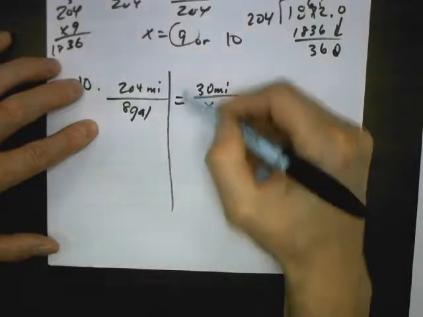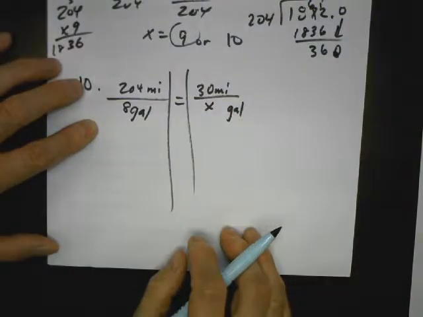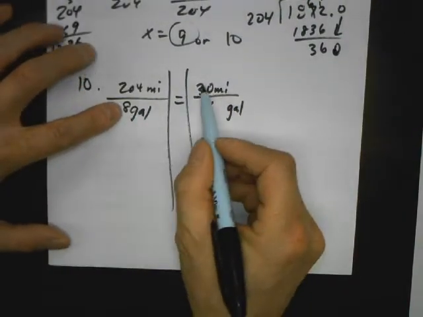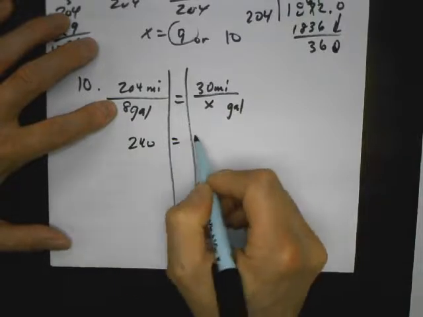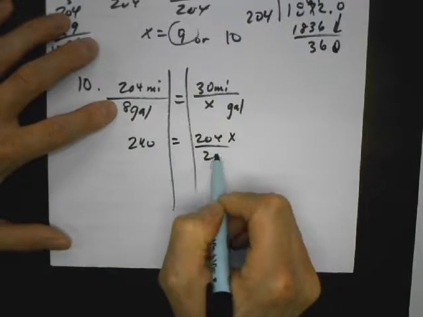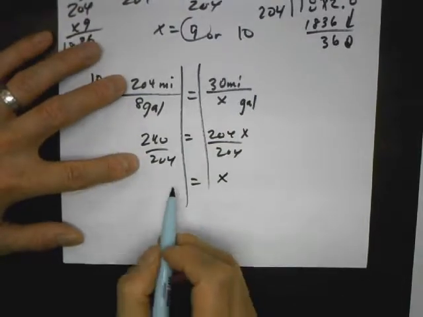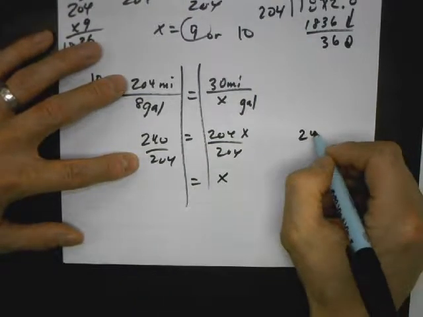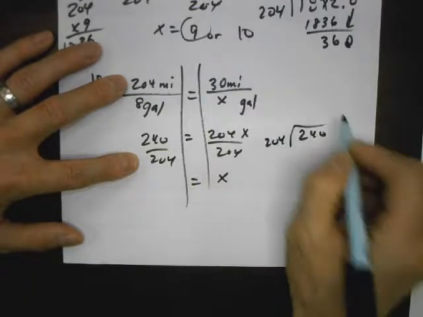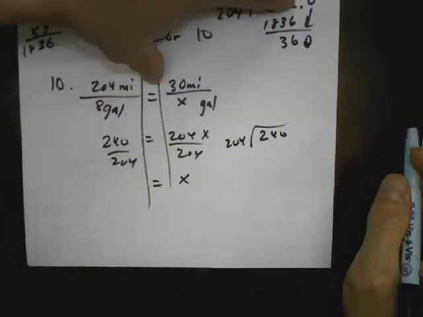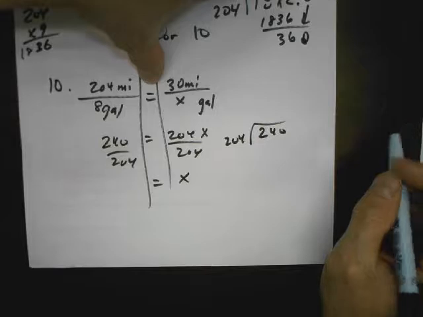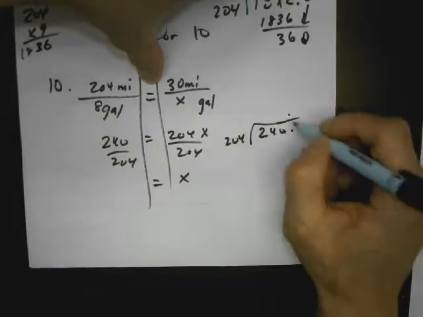So I do the same procedures for solving this. 8 times 30 is 240. 204 times x is 204x. Divide these two, and 204 goes into 240 one time, but we're going to round to the nearest gallon, so I have to see if it's 1.5 or higher or 1.4 or lower. So I'll put my decimal here.